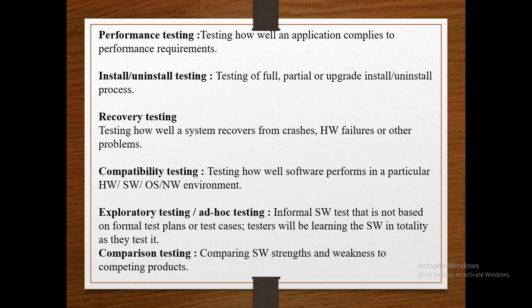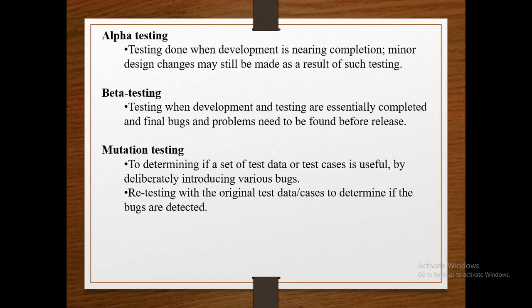Exploratory testing or ad hoc testing is informal software testing that is not based on any test plans or cases. Testers learn the software in totality as they test it, that is called exploring. You explore the software as you keep on testing. Comparison testing is where you compare your strengths and weaknesses with competing products. This is one of the important testing types.